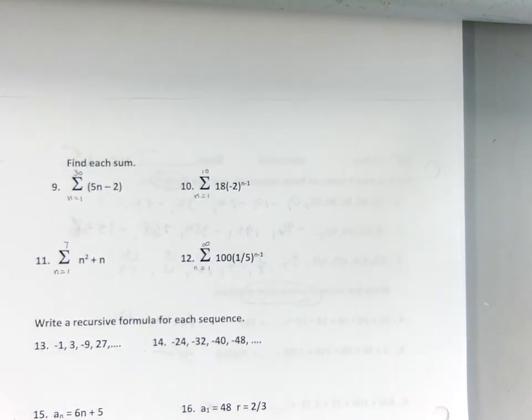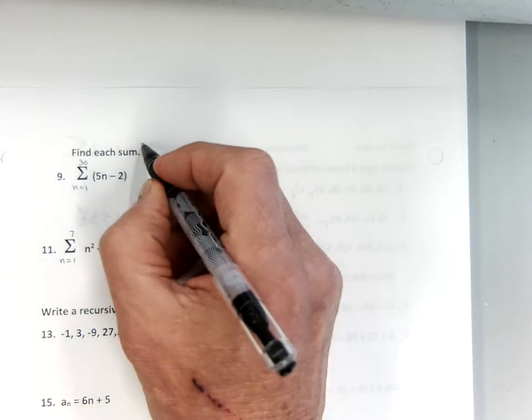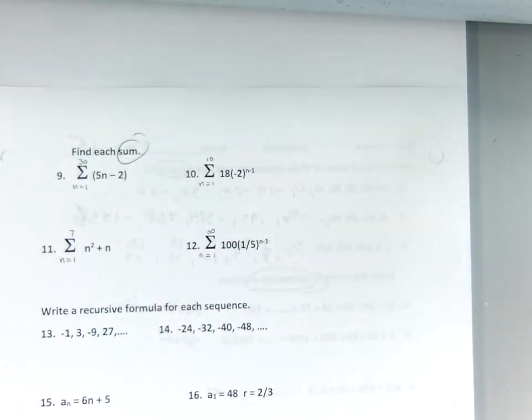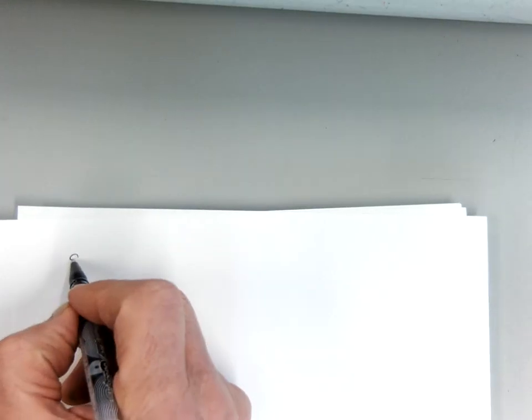Okay, number 9. What are we going to do? It says sum, right? So again, we ask ourselves on number 9, is it arithmetic or is it geometric? It is arithmetic, right? So I totally agree. I'm going to do 9 on a separate sheet of paper. So number 9, I agree it's arithmetic.